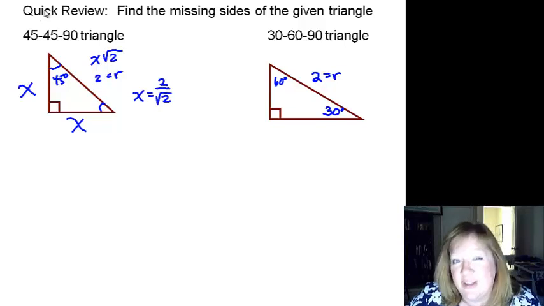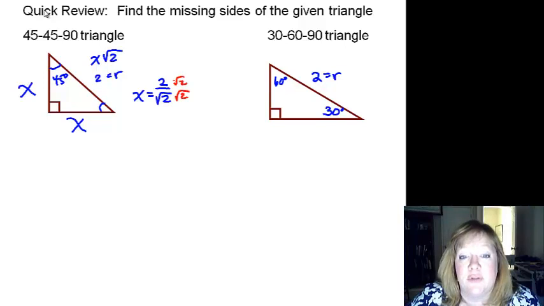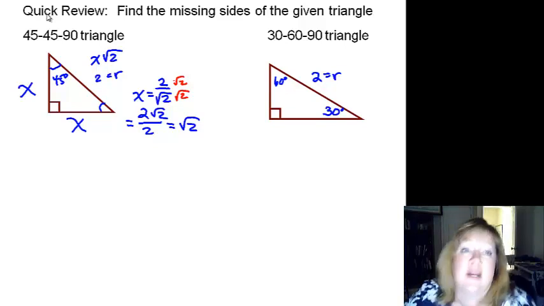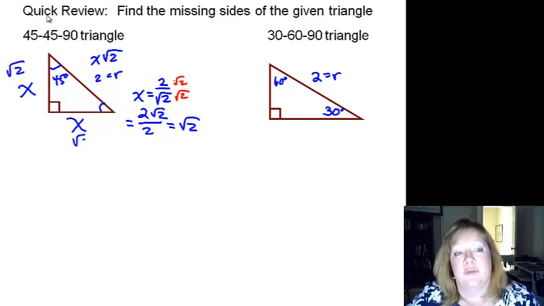Don't like leaving a square root on the bottom, so what we're going to do is multiply the top and bottom by square root of 2 to rationalize. So you end up with 2 square roots of 2 over 2, which cancels the 2's out, and you end up with just plain old square root of 2. I'm doing this because you're going to have to find sine, cosine, and tangent, and it's nice if you have the sides being the square root of 2 when you do sine and cosine and so on. Then you don't have to rationalize every time.